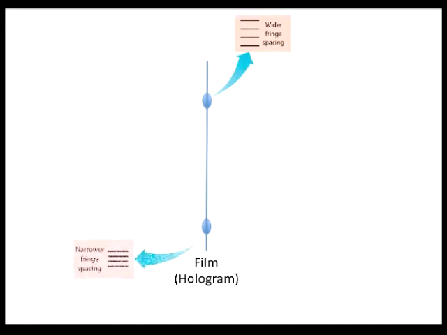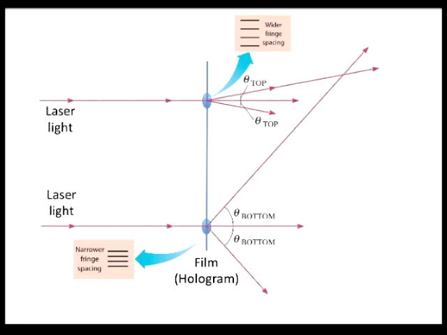Consider 2 points on the holographic film produced by light reflected from point A. At the position of the upper point, there is a wider fringe spacing, and at the lower point, there is a narrower fringe spacing. To produce the holographic images, laser light is directed through the interference pattern on the film. The pattern can be thought of as a kind of diffraction grating, with the fringes analogous to the spaces between the slits of the grating.